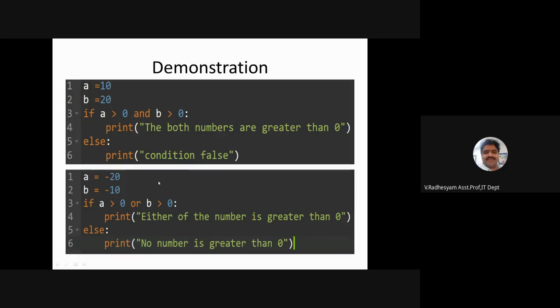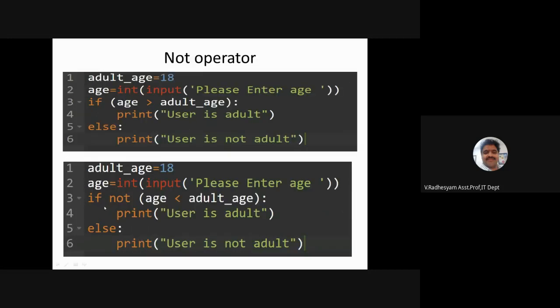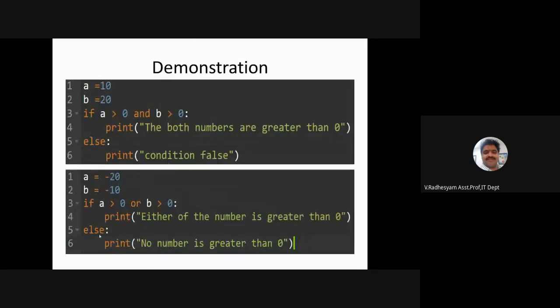Now come to the second program. No number is greater than 0. That means the second condition will be applied. If any one of the conditions, A greater than 0 or B greater than 0, is satisfied, then the first statement will be executed. But here that is not the case, so the second statement will be executed. These are two simple examples to understand AND and OR.